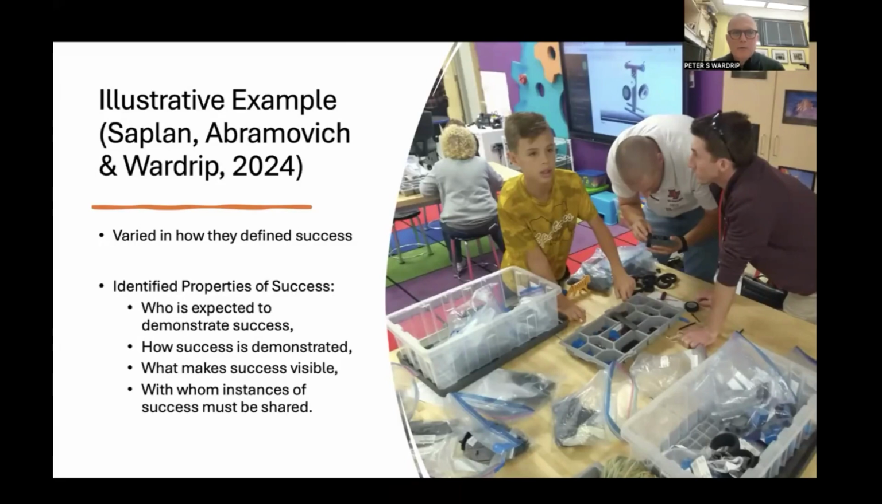Based on their responses, we identified a varying array of types of success, but we noticed these properties of success, which is kind of interesting. It's like who's expected to demonstrate success and what that success looks like. And who do you share those instances of success with once you gather that?